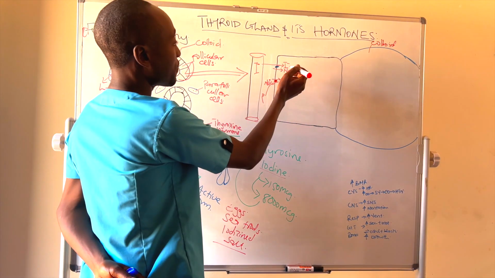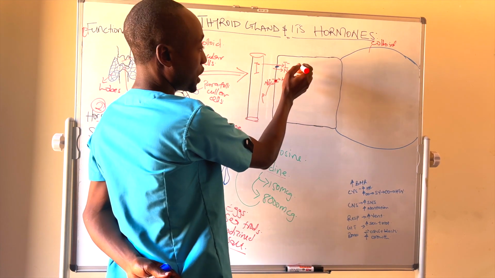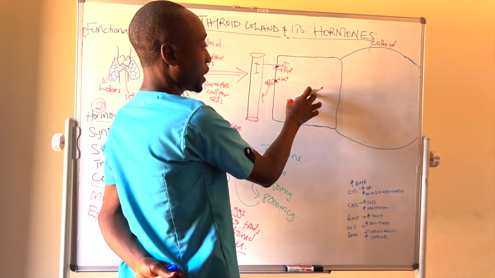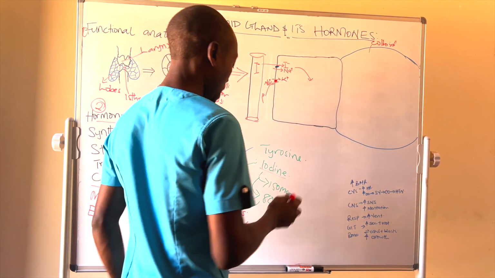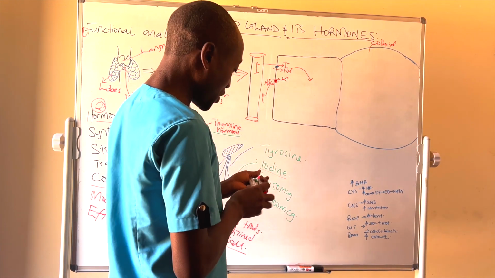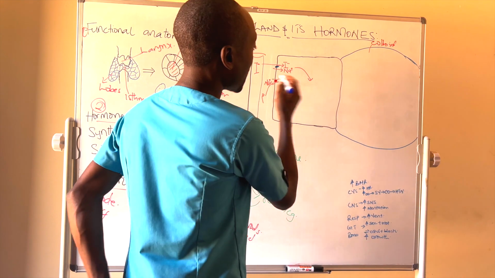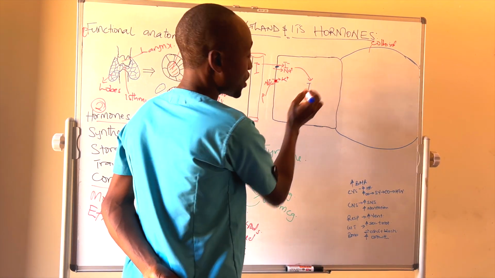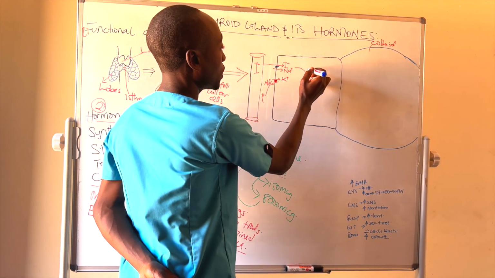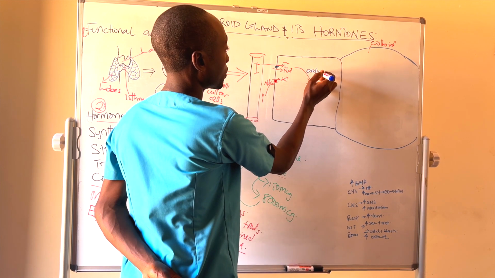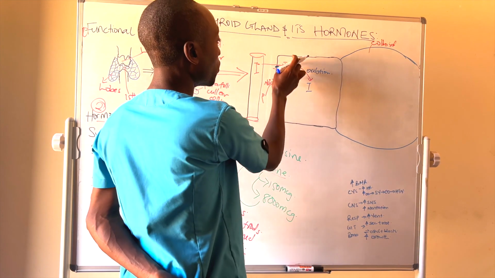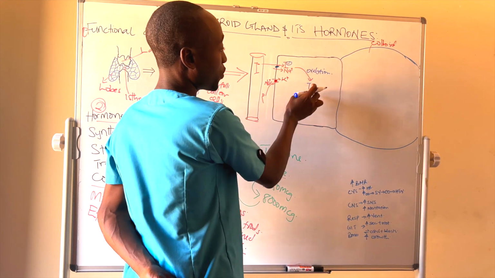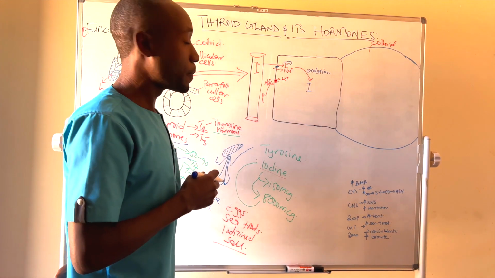So we have brought in our iodide into the follicular cell. So we have iodide here. And then this iodide is turned into iodine in a process that we call oxidation. So we lose the charge and then we get our iodine that we need.